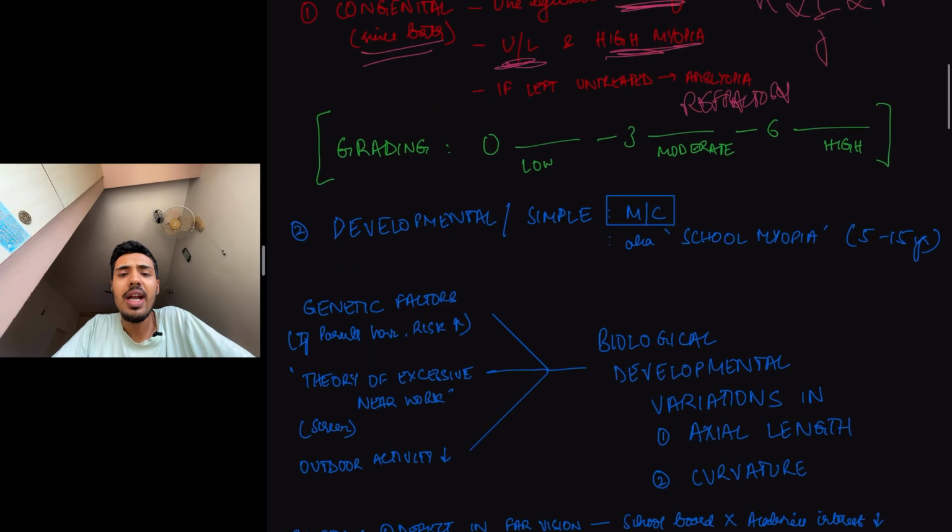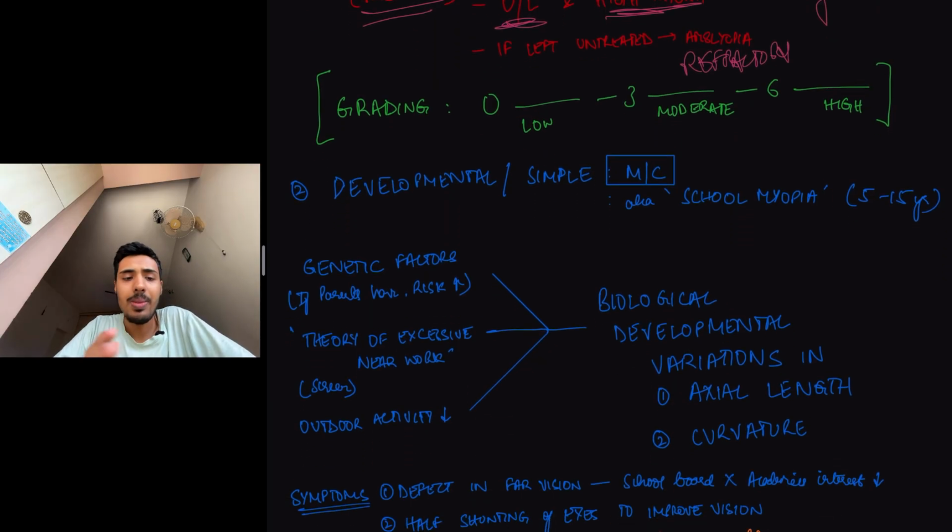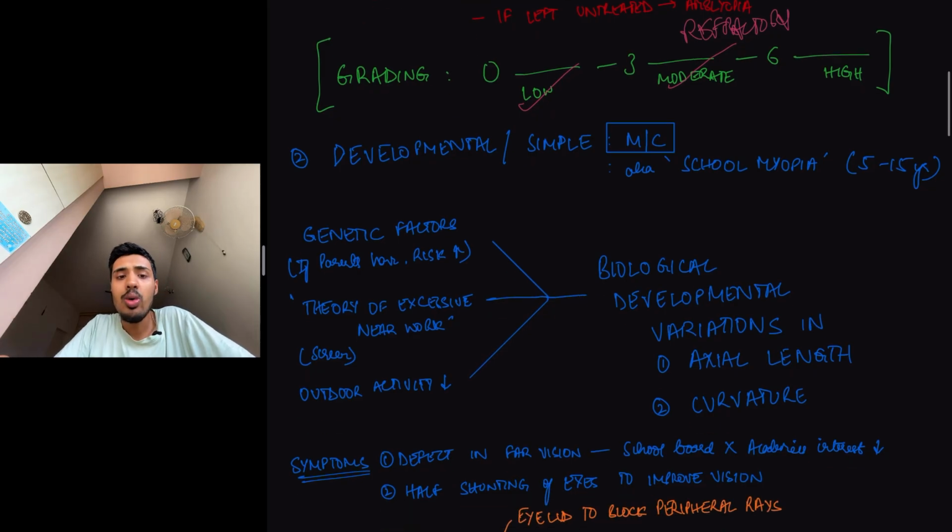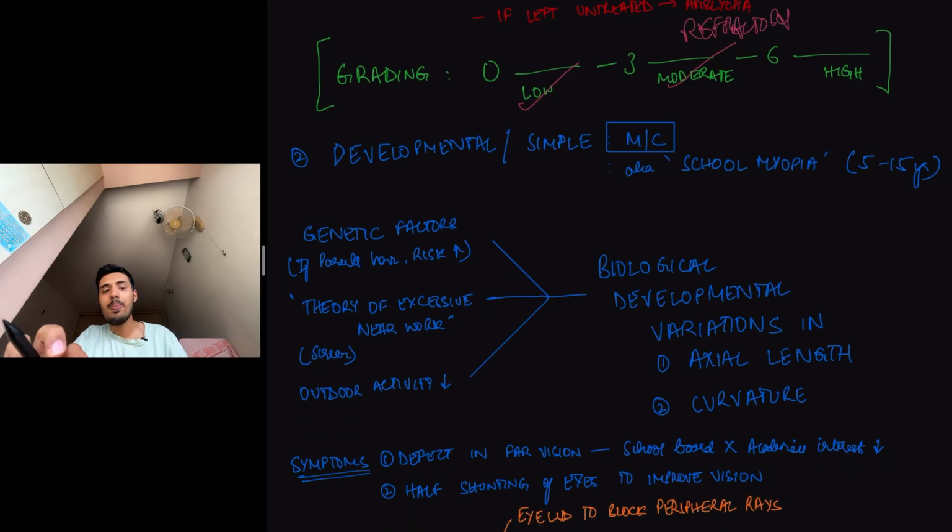Now, how do we grade myopia? 0 to minus 3 diopters, low myopia. Minus 3 diopters to minus 6 diopters, moderate myopia. Anything greater than minus 6 diopters is high myopia. So now let's come to the second type, congenital myopia over.